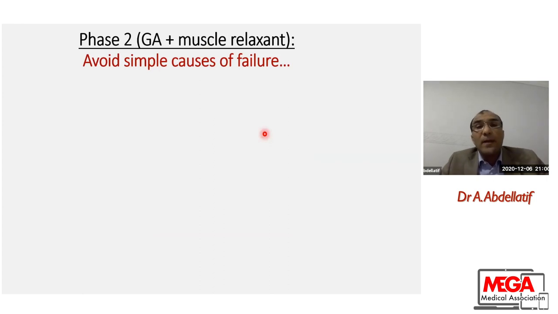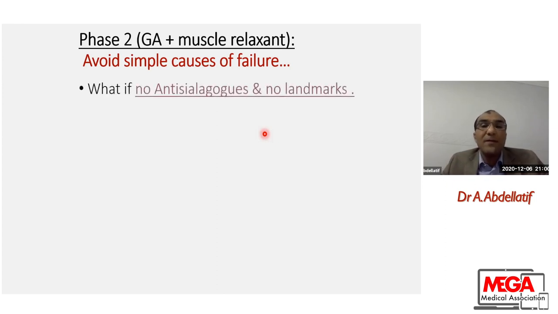When I go to phase two, I will choose an easy patient. I'll give general anesthesia and I'll give muscle relaxant. I have to avoid the simple causes of failure. And here we will have some videos about some trials of our residents. What if I do not give an antisialogogue or atropine, and don't follow landmarks, and don't drive slowly? What will be the view?